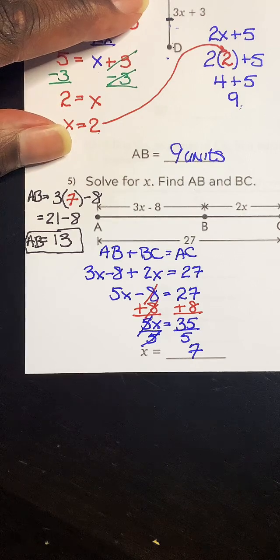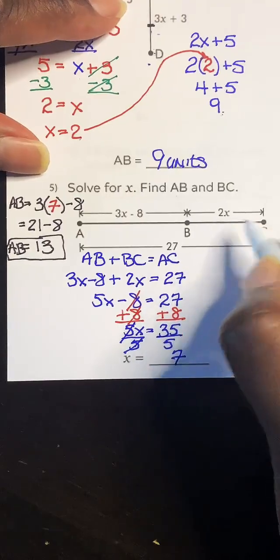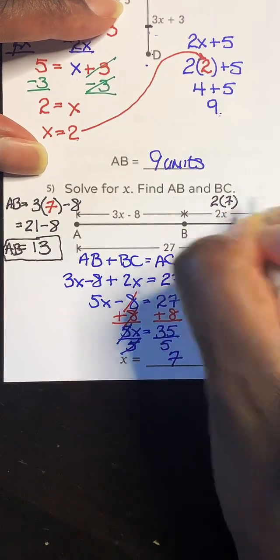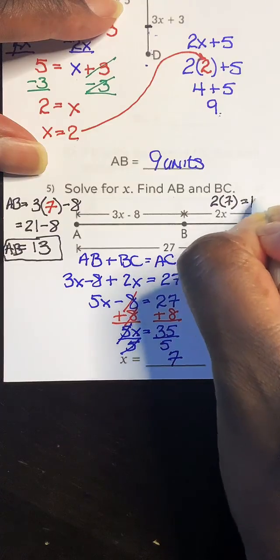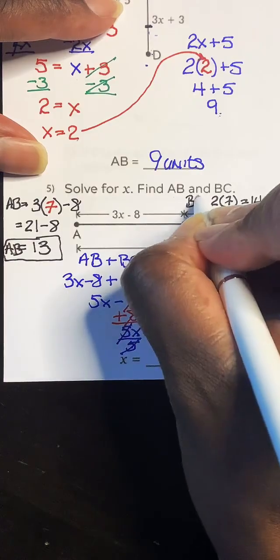BC, we're just plugging the 7 in for the x. So it's 2 times 7. Well, that gives you 14. And that's what BC is.